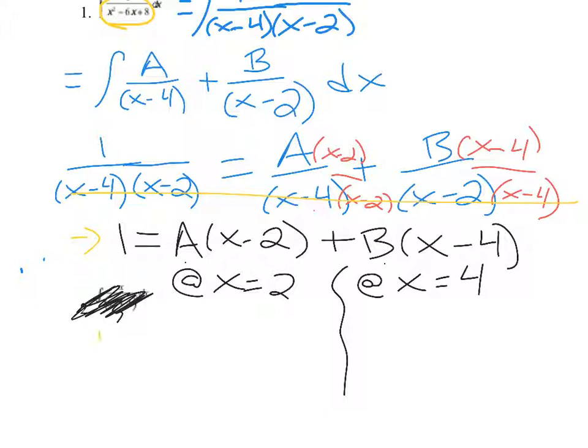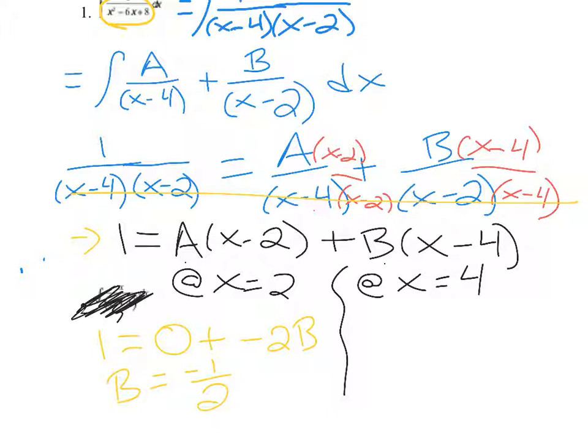So if I plug in x equals 2 into this line right there, you're still going to have 1 equals, but when you plug in 2 to that first part, you get 0A, right? Because 2 minus 2 is 0, so you get 0A, which is just 0, plus then you plug in 2, and 2 minus 4 is negative 2, so you get negative 2B. Or in other words, if you wanted to solve for B, you would get B equals negative 1/2.